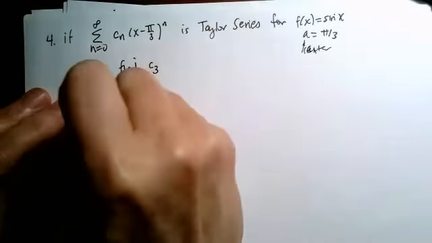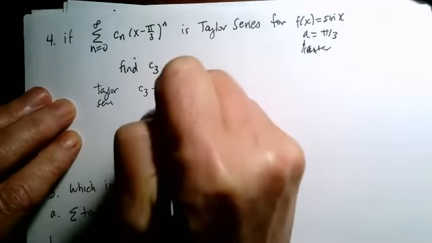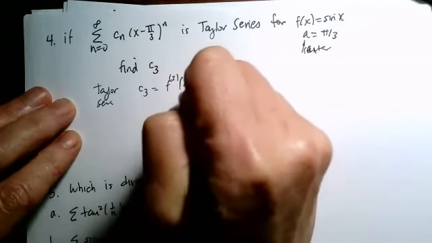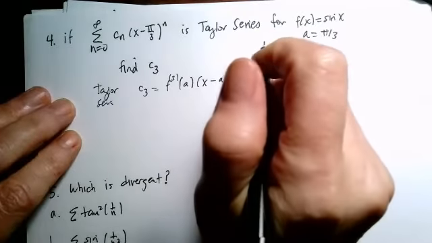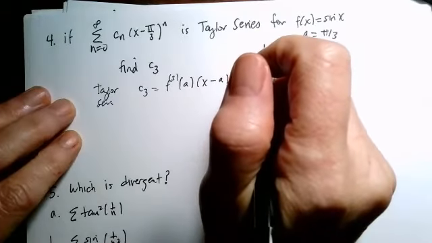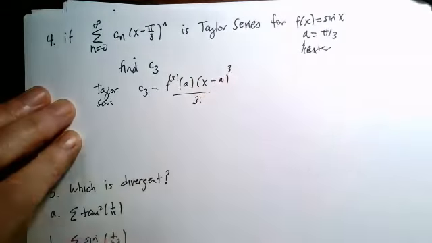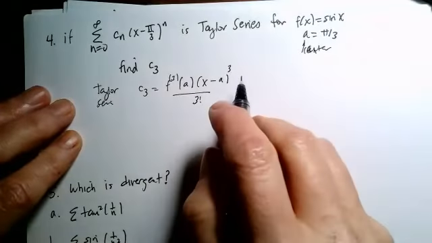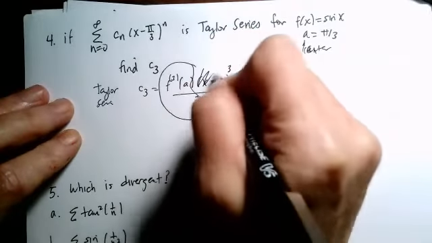Okay, and for Taylor series, c sub 3 is going to be the third derivative at a times (x minus a) cubed over 3 factorial. Okay, so we need the third derivative, and a is pi over 3. Okay. I'm sorry, c sub 3 is just this part. We don't need this part.